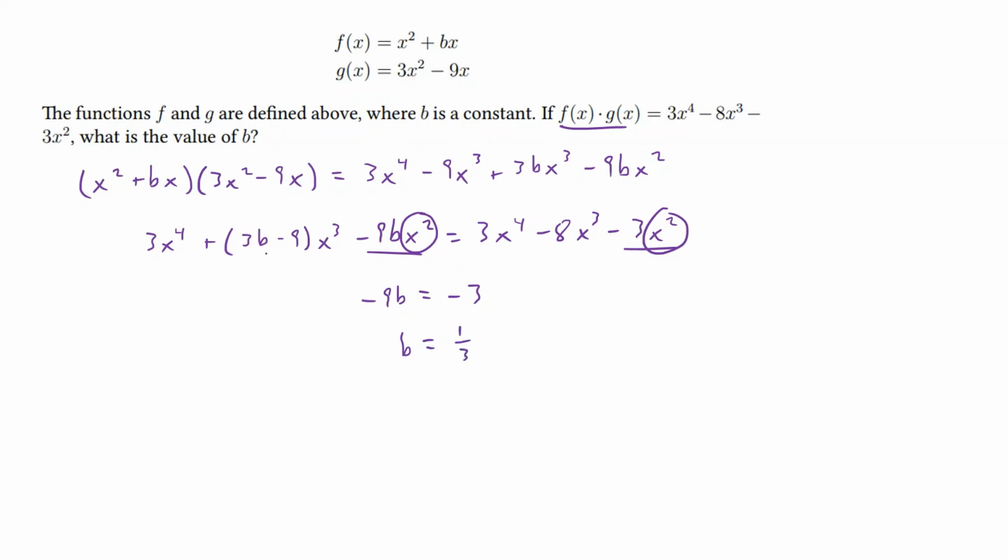Even if you were to choose to use the coefficient for x cubed, you would reach the same conclusion, because 3b minus 9 is equal to -8. Adding 9 to both sides gives 3b is equal to 1, and again, we end up with b is equal to 1/3.